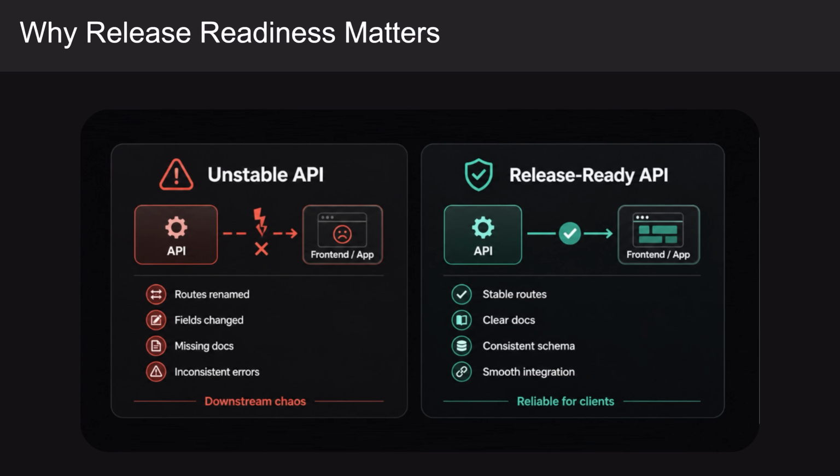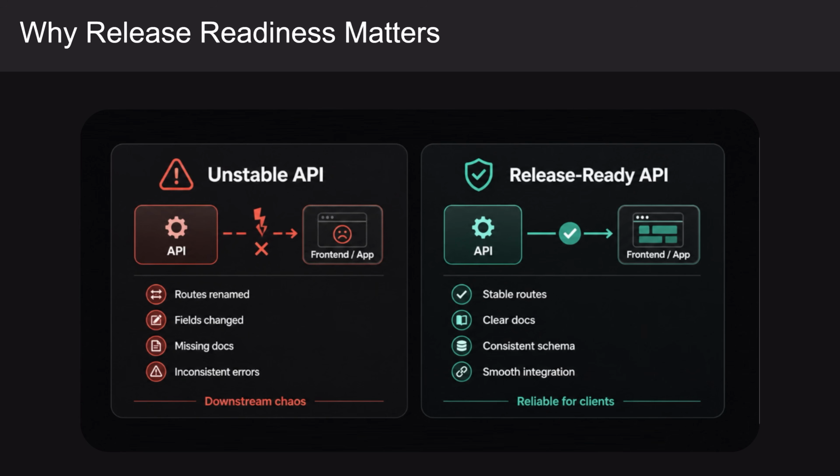The front-end team builds their UI against your endpoint names and response shapes. You rename a field or change a route and their code breaks. You now have a debugging session and a frustrated teammate instead of progress. Right panel, release-ready API. Clean connection, green checkmark. Stable routes, clear docs, consistent schema, smooth integration. Label: reliable for clients. That's the goal.